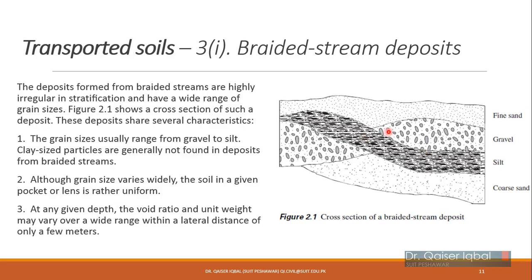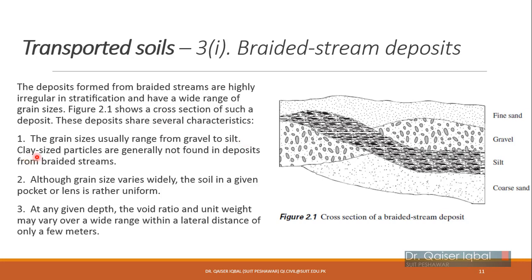They will not be in one plane, like one plane of coarse grain, then one continuous silt layer, then gravel, then fine sand. So their cross section will be basically like a braid, one deposit moving up and then another down, just like the braid hairstyle which I showed you. Because of this, the grain sizes usually range from gravel to silt, because I told you that they will carry the larger particles like gravel, silt or sand.